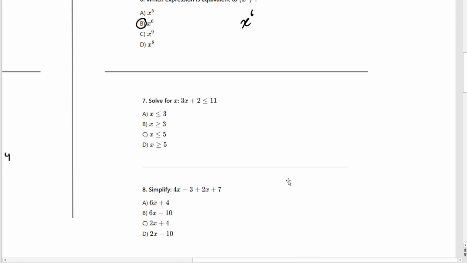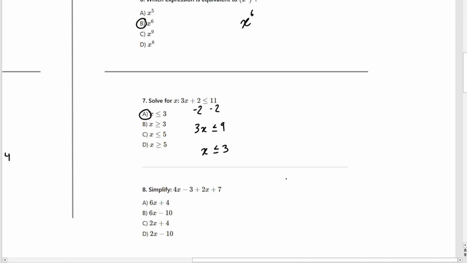Number 7 says, solve for x. 3x plus 2 is less than or equal to 11. This is the same thing as when you're in an equation. All you have to do is get all the variables on one side. You subtract 2 on both sides, you get 3x is less than or equal to 9, which means x is just less than or equal to 3, which is just option A.